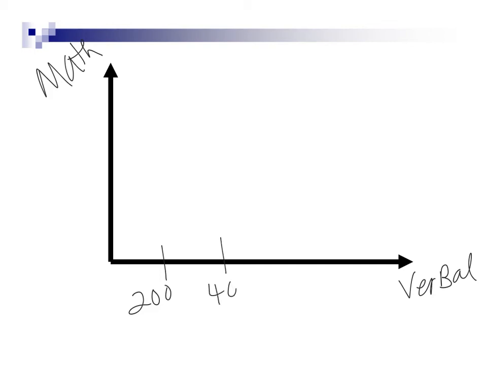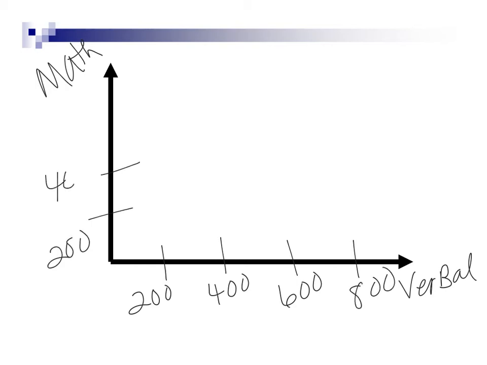I'm going to make the x-axis my verbal and my y-axis the math. And let me see, it was from 520 to 620 on the verbal. So I am going to go 200, 400, 600, and I'll go 800. I'll do the same thing. You're going to have to figure out how to scale these yourself. 400, 600, and 800.